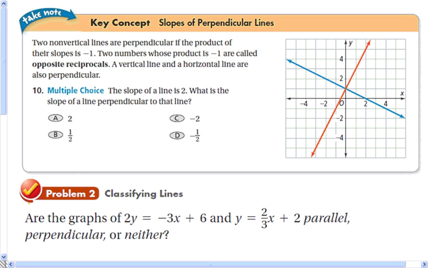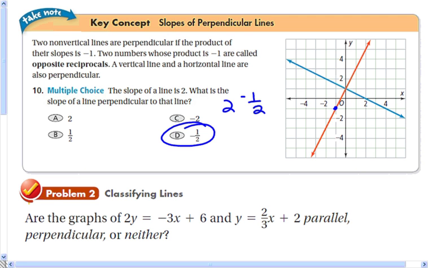All right, another concept: slopes of perpendicular lines. Two non-vertical lines are perpendicular if the product of their slopes is -1. Two numbers whose product is -1 are called opposite reciprocals. A vertical line and a horizontal line are also perpendicular. So the slope of a line is 2. What is the slope of the line perpendicular to that line? That would be the opposite reciprocal. Well, the reciprocal of 2 is 1/2, so the opposite reciprocal would be -1/2.